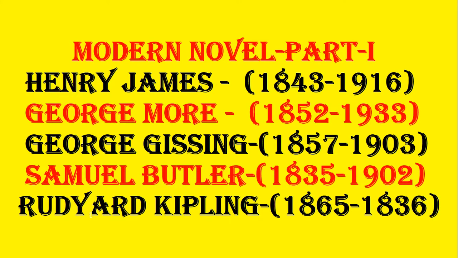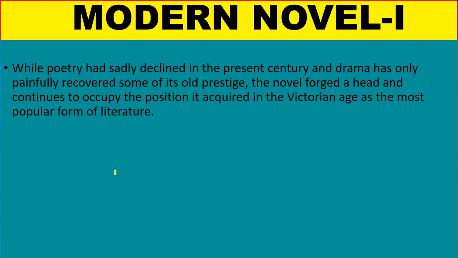So first we have to look at the characteristics of the modern novel. See, the first is that while poetry has sadly declined in the present century and drama has only painfully recovered some of its old prestige, the novel forged ahead and continues to occupy the position it acquired in the Victorian age as the most popular form of literature.